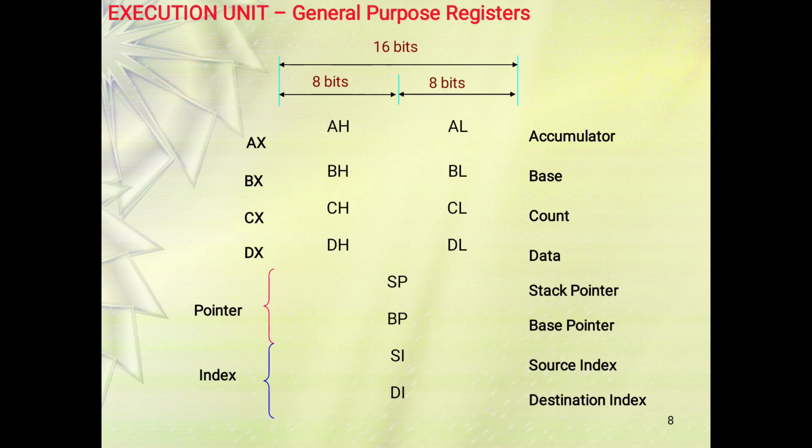Right, here AX is divided into 2 parts: AH and AL, that is the accumulator. Second is base, BX, BH and BL. CX is CH and CL, count. DX is DH and DL, data. The pointers are the stack pointer and the base pointer. The indexes are the source index and destination index.